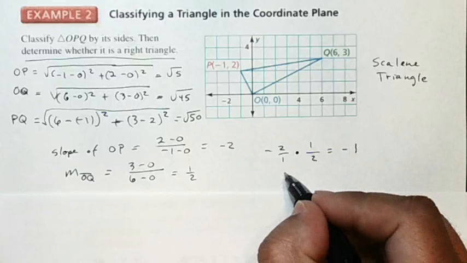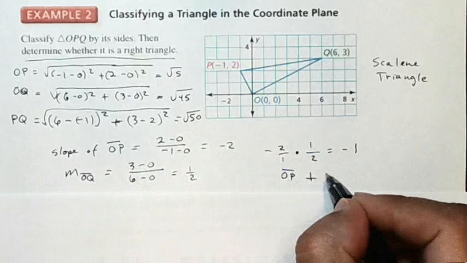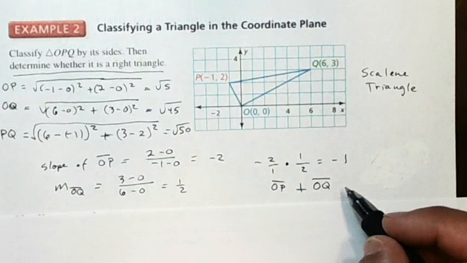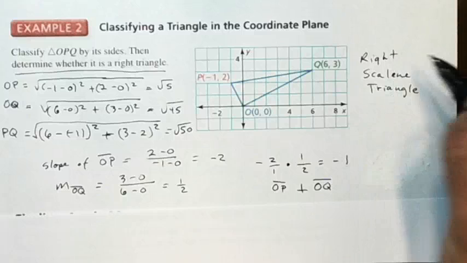So I know that segment OP is perpendicular to segment OQ, which would mean that this is going to be a right scalene triangle.